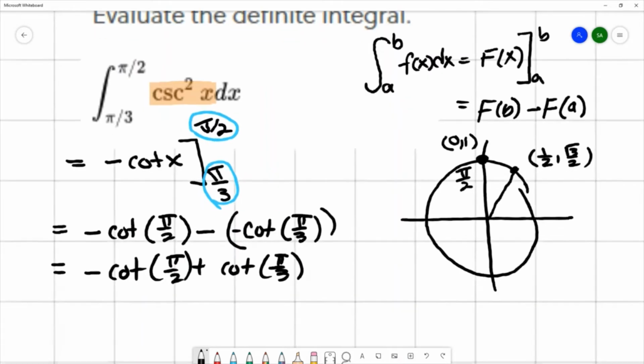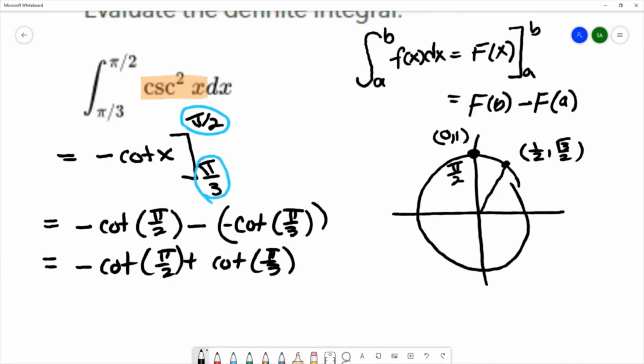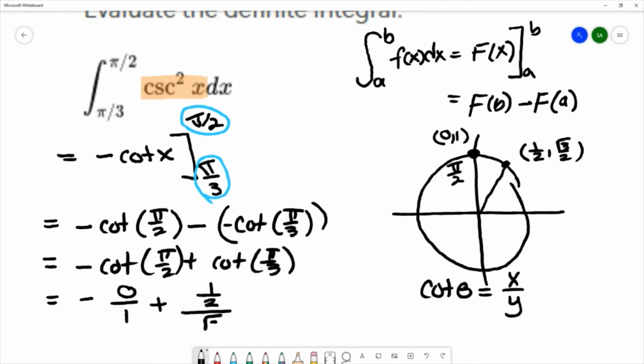And then we also need to know the definition of cotangent of an angle. Cotangent of an angle for the unit circle is the x over the y, the x coordinate over the y coordinate. So on the first one, negative cotangent of pi over 2, we're going to use that x coordinate of 0 over the y coordinate of 1. And then for cotangent of pi over 3, we'll do the x coordinate of 1/2 over the y coordinate of square root of 3 over 2.